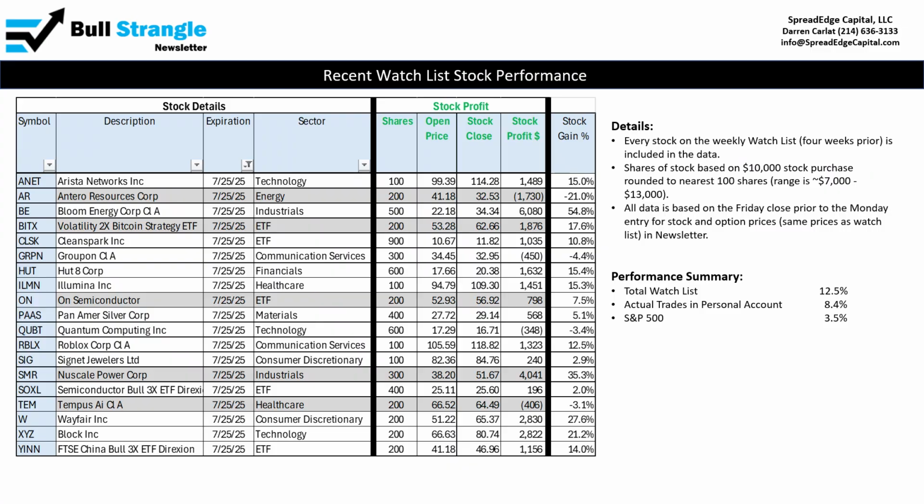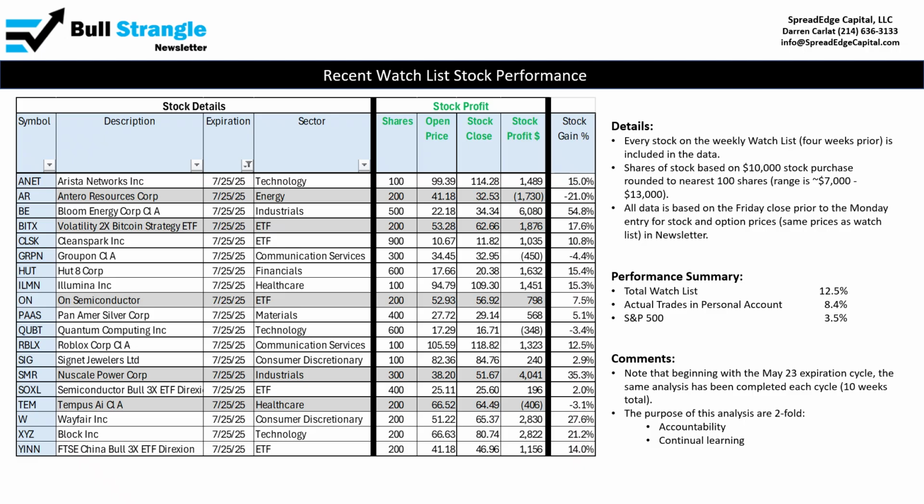Now, a couple of extra comments. This analysis began with the May 23rd expiration cycle, and the same analysis has been completed ever since. So I've now got 10 total weeks of data. And the whole purpose of this analysis is twofold. One, it forces accountability, right? I am accountable to my subscribers of the newsletter. And the other key purpose is continual learning.